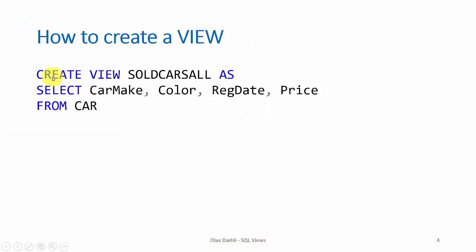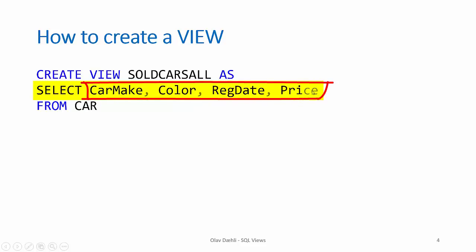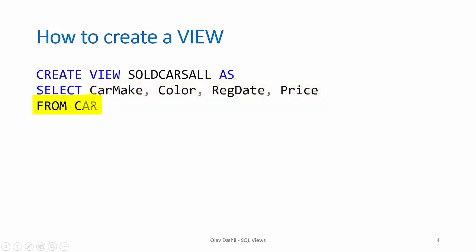And to make a view, we start just like we do when we create a table. We write create view and give it a name. Now I name it sold cars all, to list all the cars that are sold. And then the keyword as, and we can then define our view, which we do with a select sentence. So just as we have learned basic SQL earlier, we write select and list the columns that we want to be part of the view: car make, color, reg date and price, and we tell that these columns will be retrieved from the table named car.